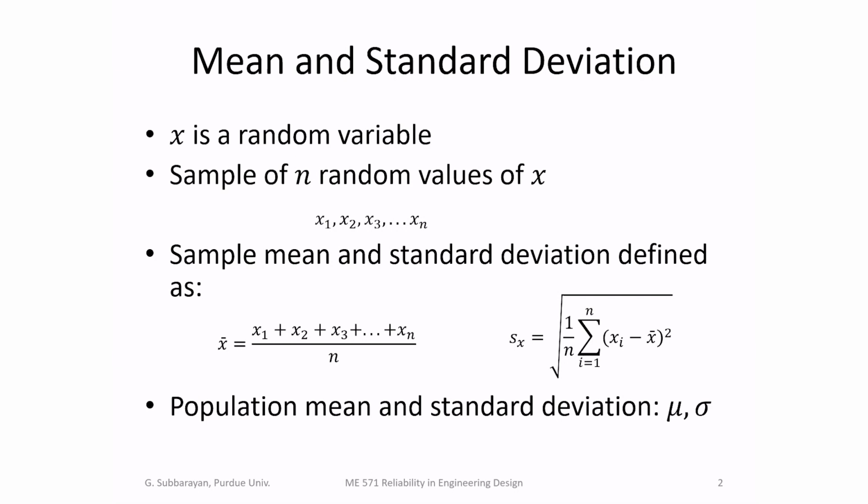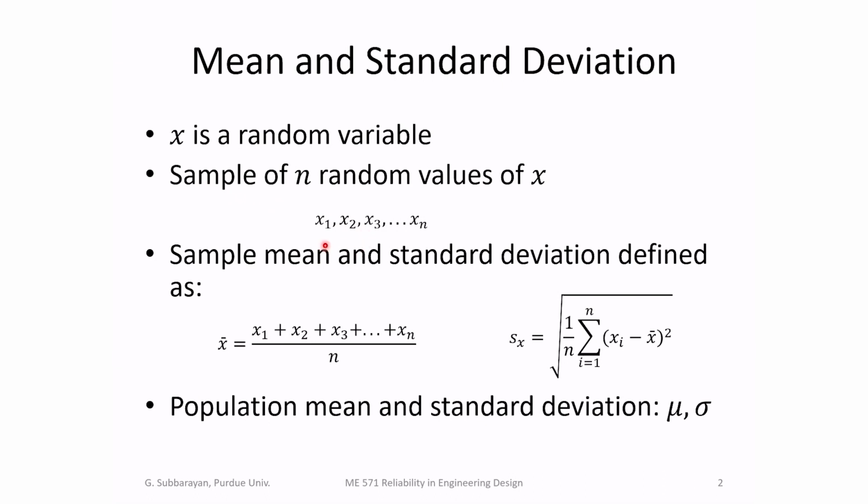So what is mean and standard deviation? We've all come across the notion of a mean and standard deviation, and I'm going to define them more formally now. X is a symbol for a random variable. Then we take n random values of x, so we take a sample of n values of x. X could be, for instance, the dimension of a part. If I take n parts, I might get n random values of the dimension, and those I'm going to denote as x1, x2, x3, and so on till xn. These are n values out of many more parts that I produce. That's why it's a sample, a smaller subset of the larger population.